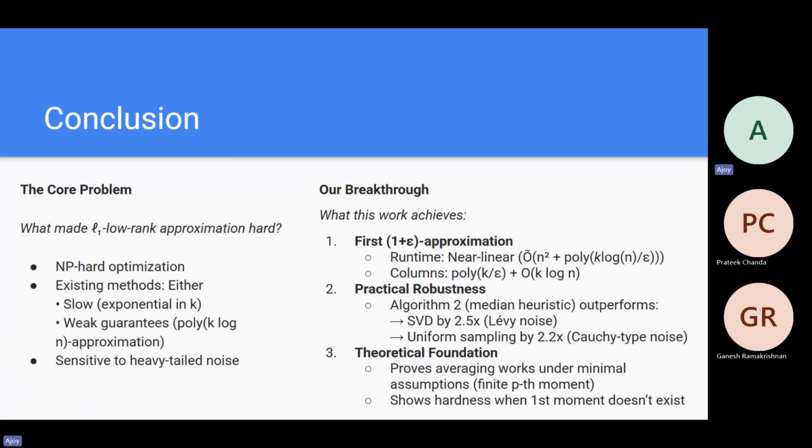So what was our breakthrough? We achieved a 1 plus epsilon approximation with this runtime and practical robustness while using algorithm 2, which is better for our real world data, performing better because it considers the outliers. As for the theoretical foundation, averaging works, as we saw with the median and averaging, under minimal assumptions where we just assume a finite pth moment. The first moment does not exist where hardness is more. So that's it for myself.